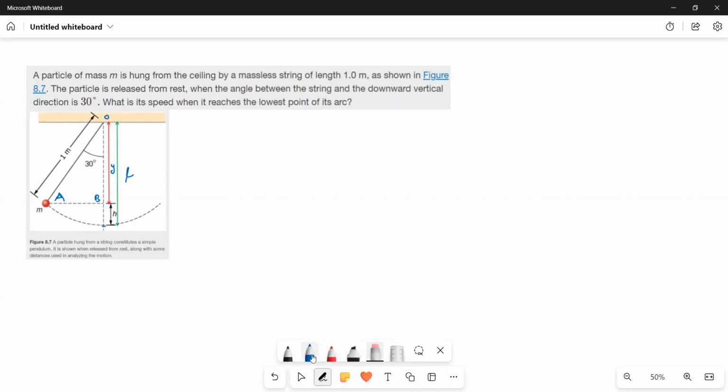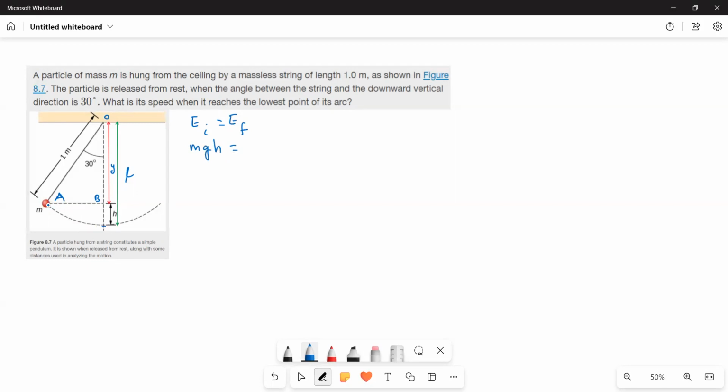Now, just now I told you the initial energy of the system is equal to the final energy. Initially, what type of energy does the object have? As the object is pulled aside, that means here the pendulum is pulled to its extreme position by an angle of 30 degrees, so the pendulum has gravitational potential energy. Therefore, it has mgh.